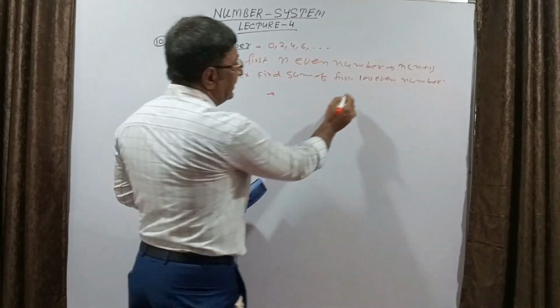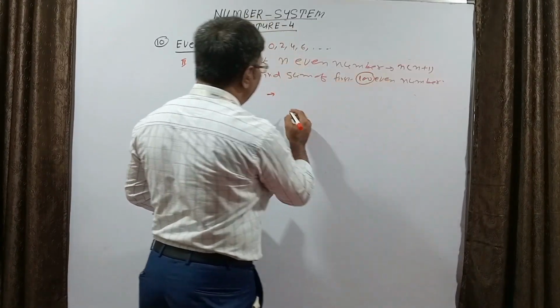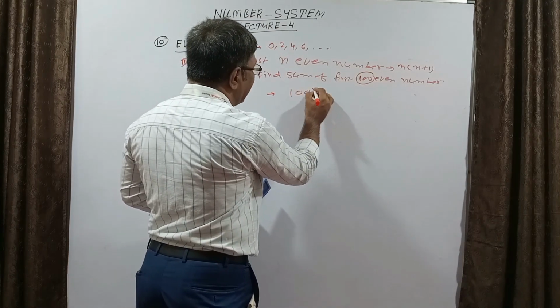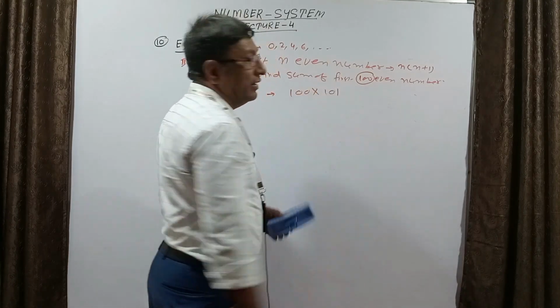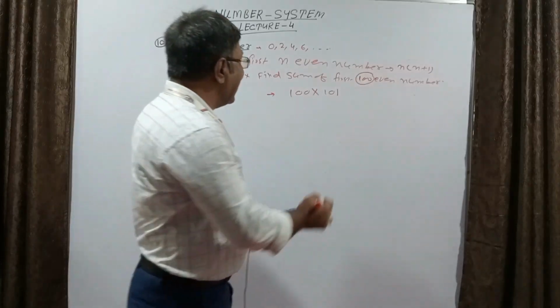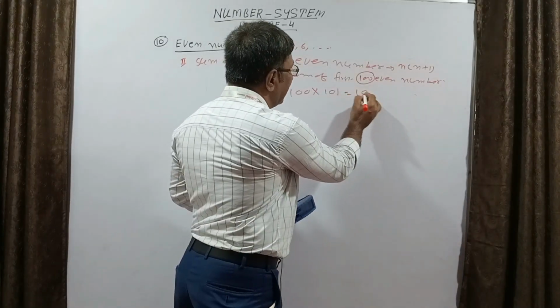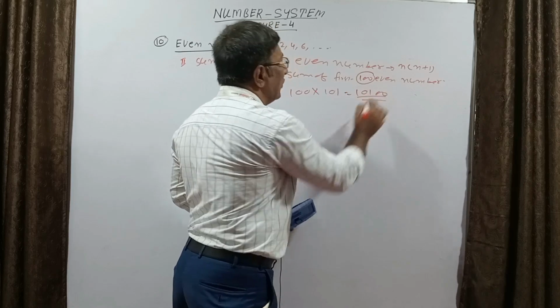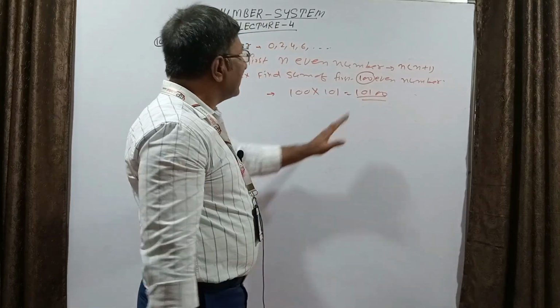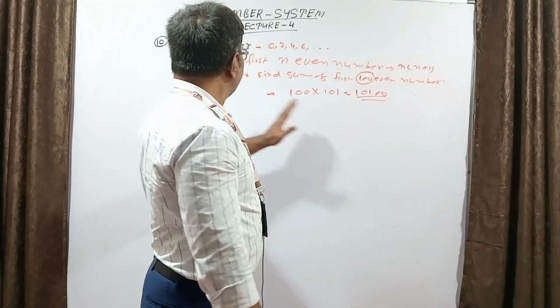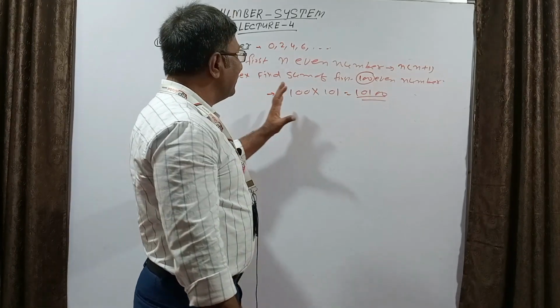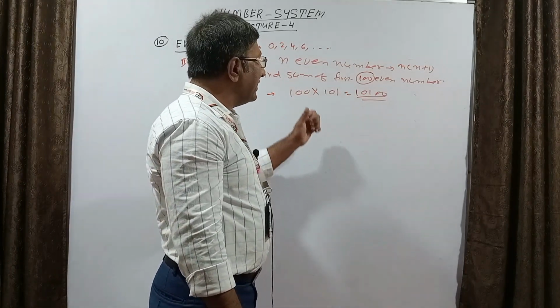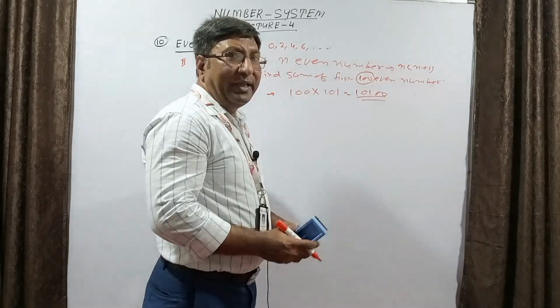Now our trick is simple. This is given 100 even numbers. So just multiply this 100 by the next number, that is 101. And 101 into 100 is very simple: 10100. So this is our correct answer. In this way we can solve any even number question with a very simple technique very easily.